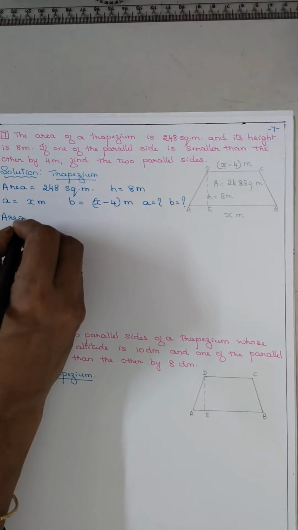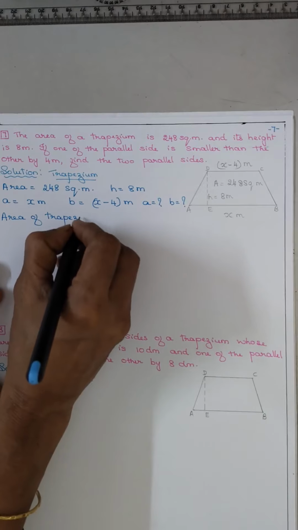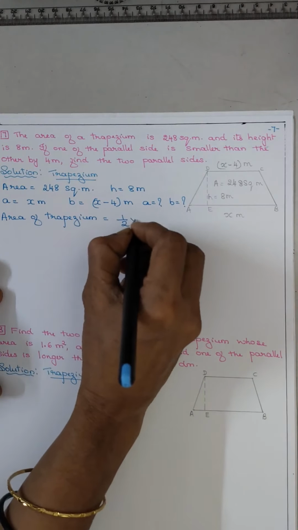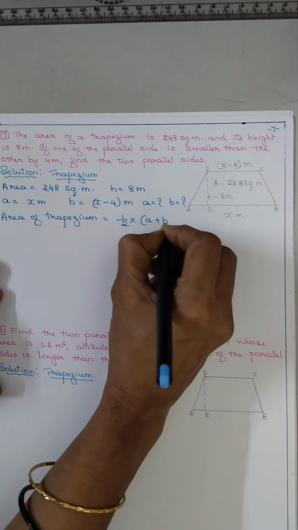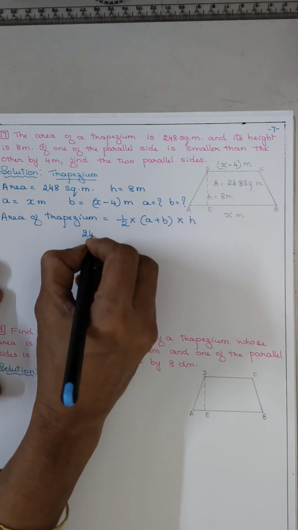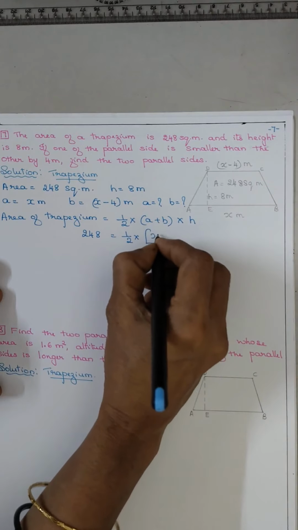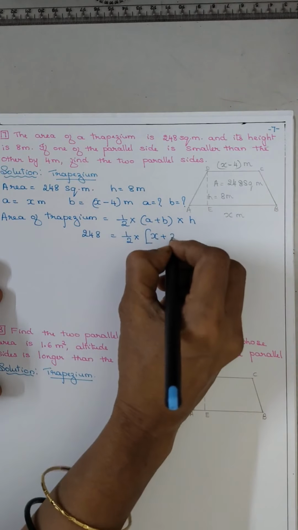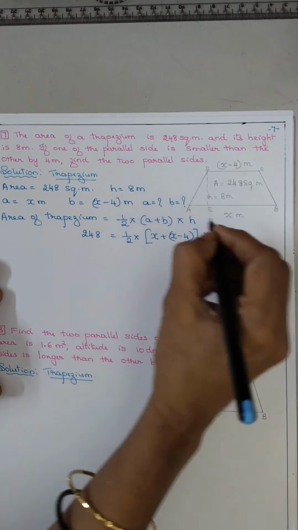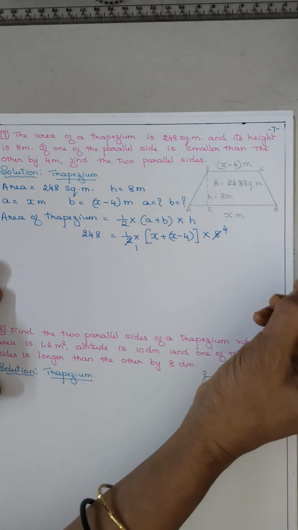Area of trapezium. Same formula, put it in and find out x. Half into a plus b into height. Area is 248. Half into a is x plus b is x minus 4 into height is 8. 2 1s are 2, 4 2s are 8.